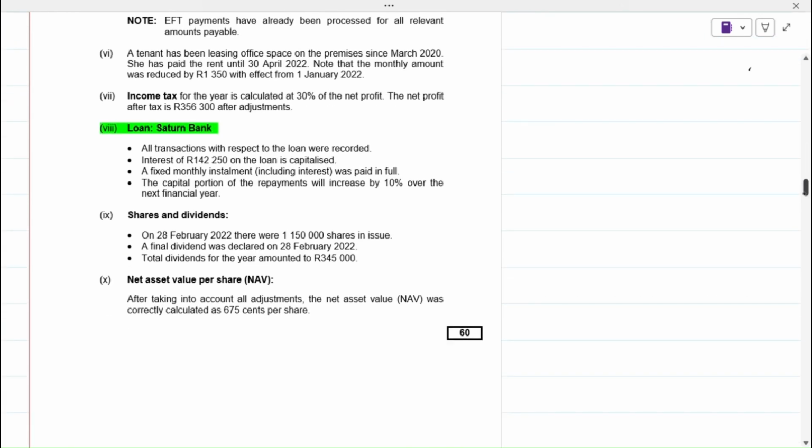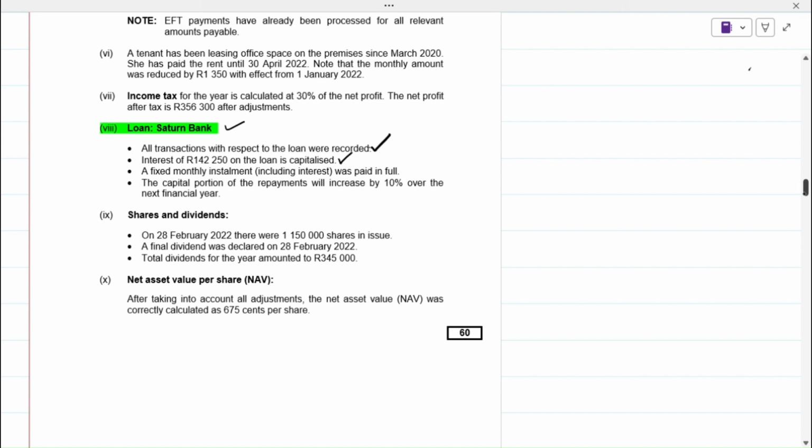Here we are, loan from a certain bank, and then they say all transactions with respect to the loan were recorded. So nothing went unrecorded. Everything was recorded, right? So now the second one, they say interest of 142,250 on the loan is capitalized. So this is how much interest we were charged and we were paid basically, and we recorded, right? Because the first one says everything was recorded.